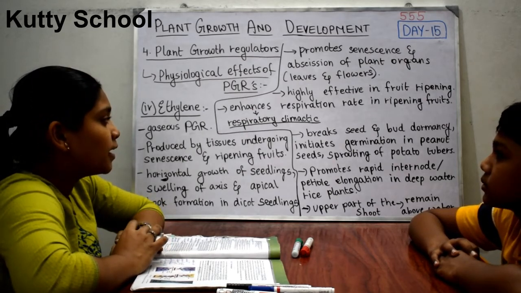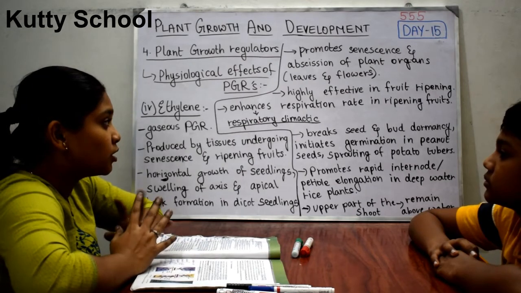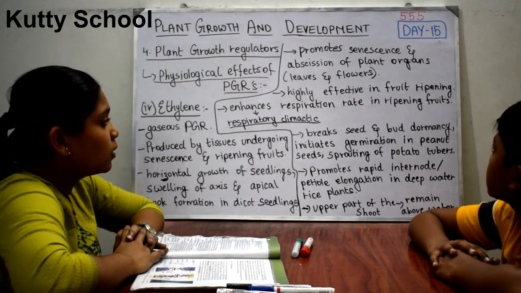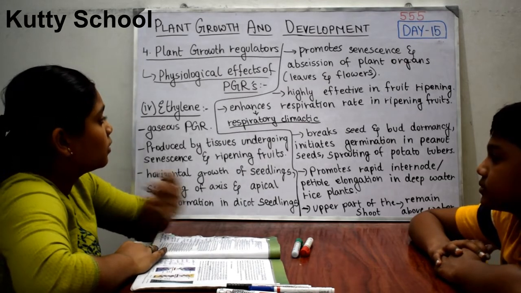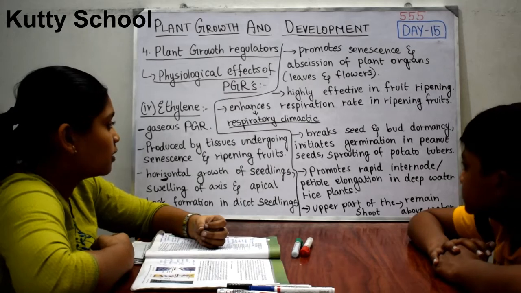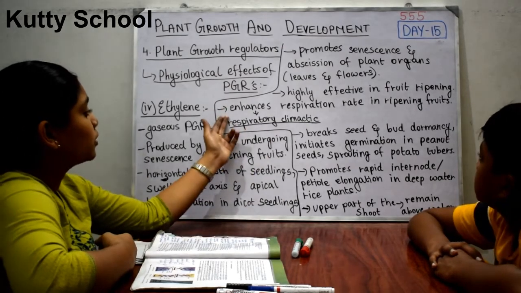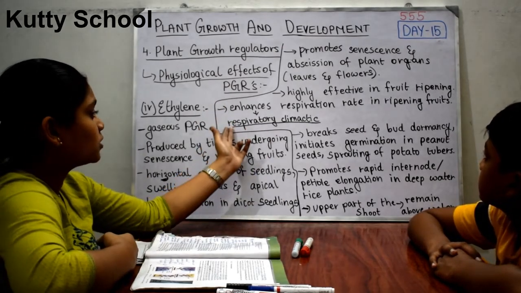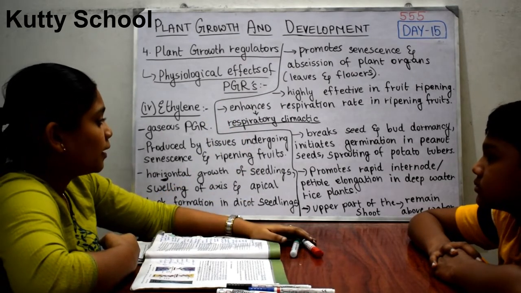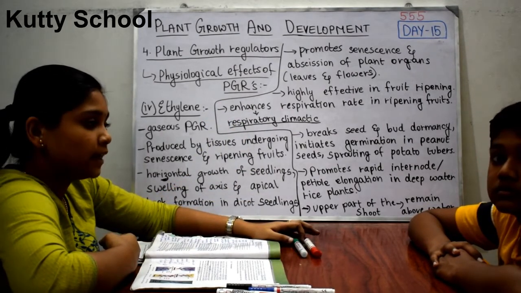It enhances the respiration rate in ripening fruits. So in ripening fruits, this ethylene enhances the respiration rate. This enhancement of respiration rate is known as the respiratory climacteric. And this ethylene breaks seed and bud dormancy.